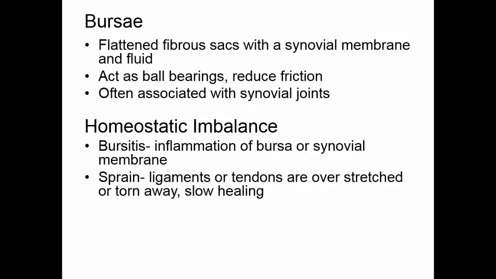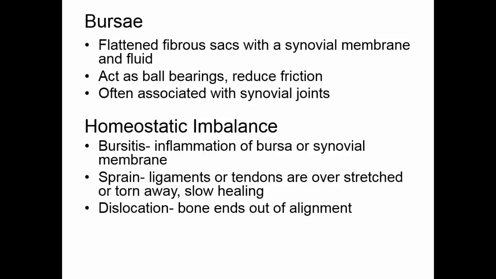A sprain is when ligaments or tendons that hold the joint together or hold the muscles to the bone are overstretched or even torn away. Because these are both connective tissues that have almost no blood to them, they're very slow healing injuries. And a dislocation occurs when the ends of the bone are out of alignment with each other. The easiest joint to dislocate is the joint between your jaw and your skull. The second easiest joint to dislocate is your shoulder joint.